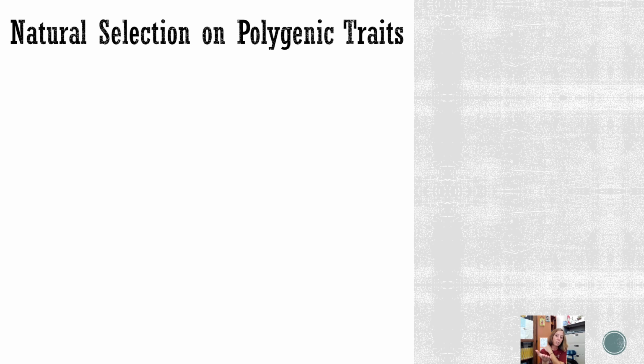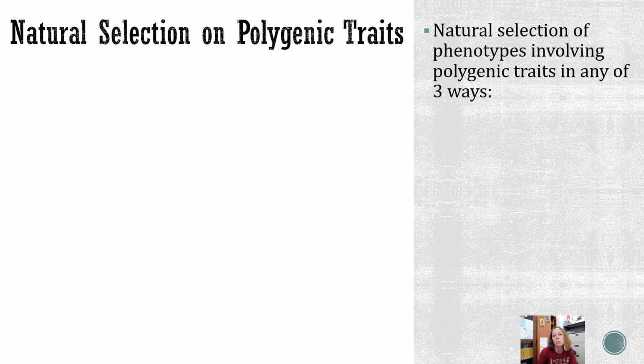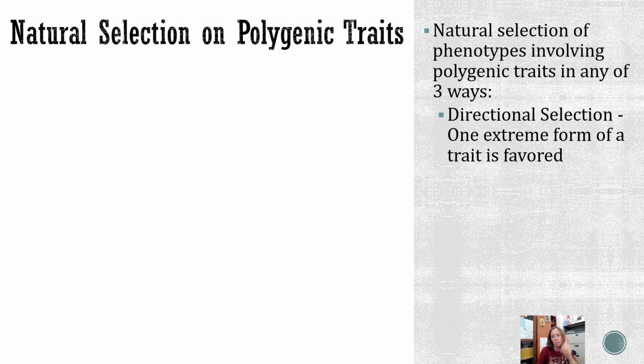Natural selection also occurs on polygenic traits. So these are traits that have multiple genes that influence a single trait. There are going to be three ways that happens. One, directional selection. This is when one extreme of the trait is favored.